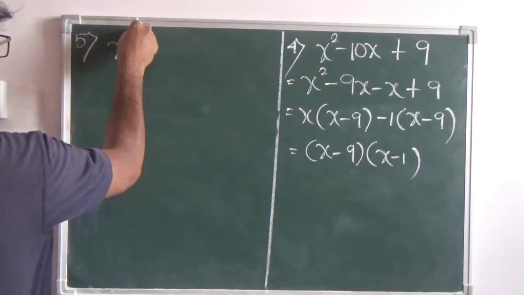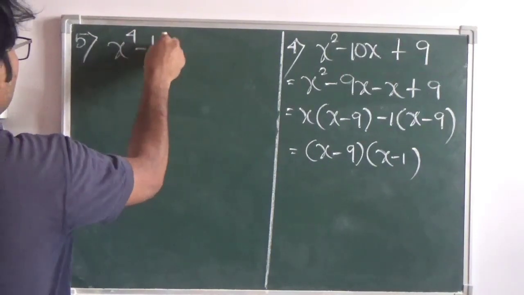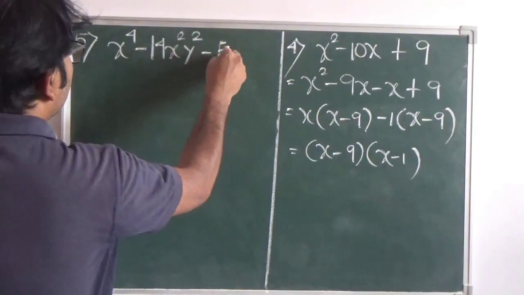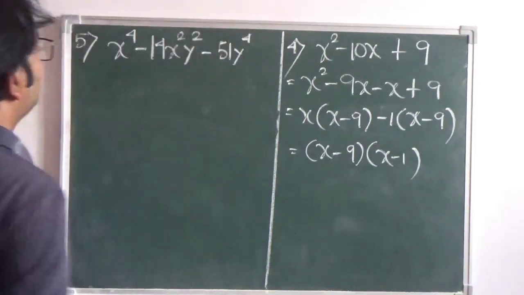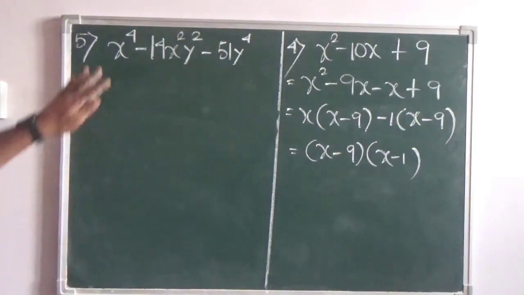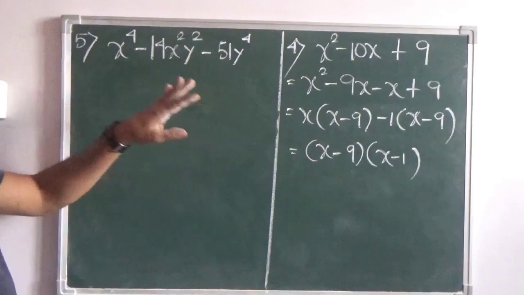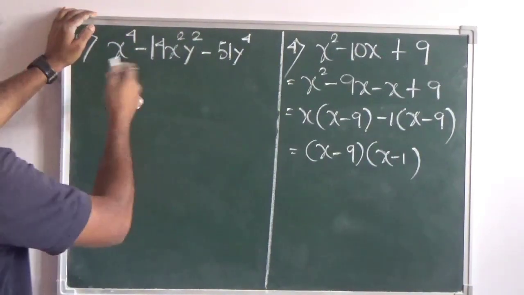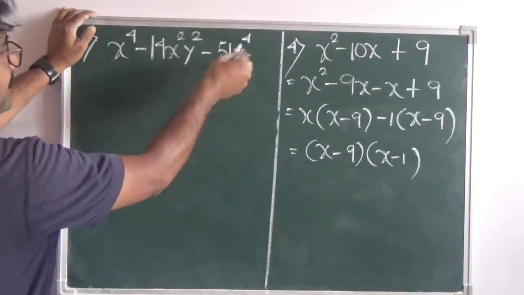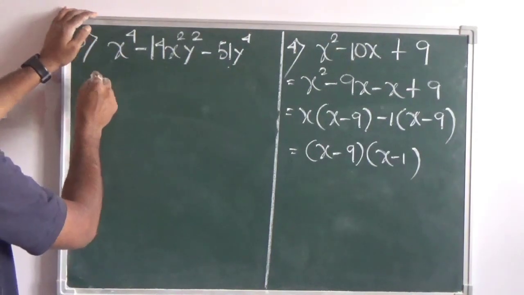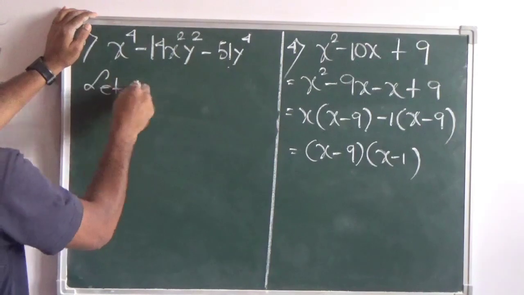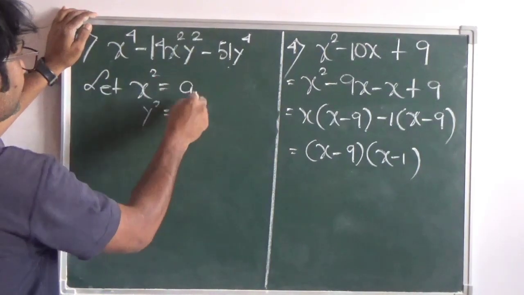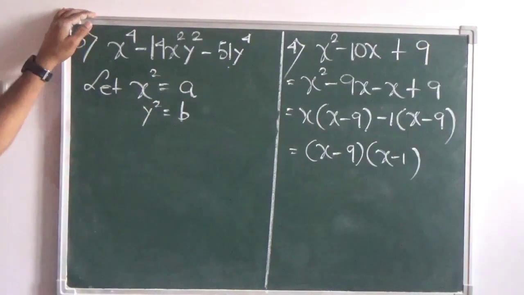x to the power 4 minus 14x square y square minus 51y to the power 4. Doesn't matter that it is power 4. If you take x square, you can represent x square as a and y square as b. You can do it like that also. So let x square equal a, y square equal b. If you would like to, otherwise you can go ahead simply.